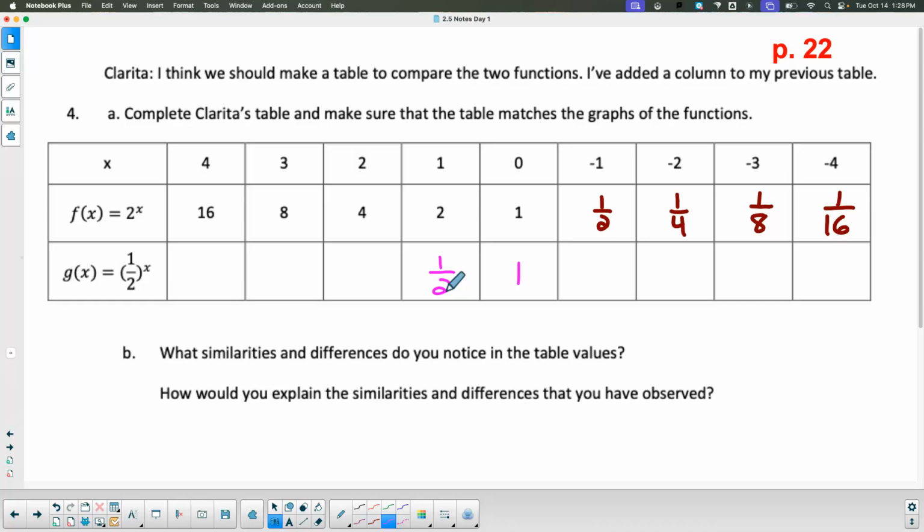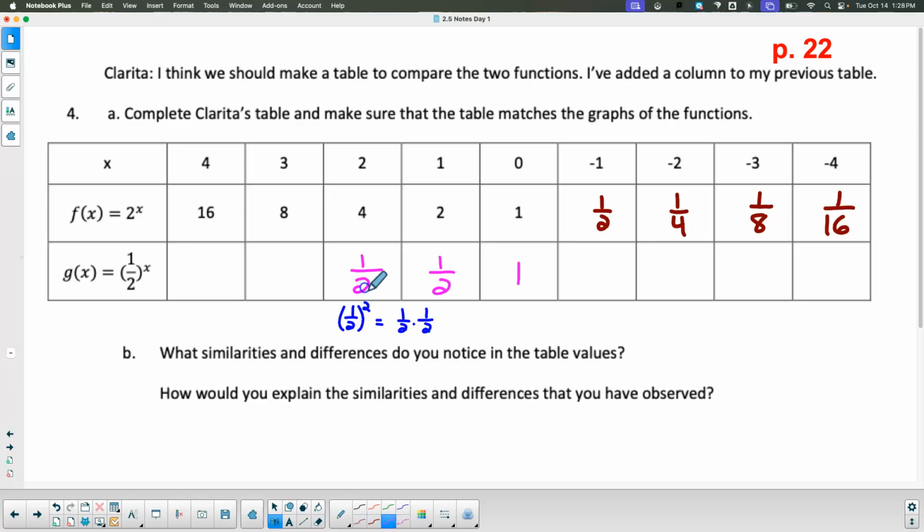If I plug in 2 here, this would be 1/2 to the second power. Do you agree with that? Which in math means 1/2 times 1/2. Do you agree with me on that? What is 1/2 times 1/2? It'd be 1/4, right? Because we multiply across the top, multiply across the bottom. So this would be 1/4.